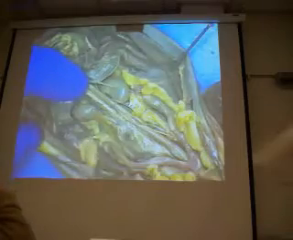Now, this is a female, so if you're looking, you see the structure here and right here. These are the ovaries. Is the yellow just fat? Yeah, that's fat.